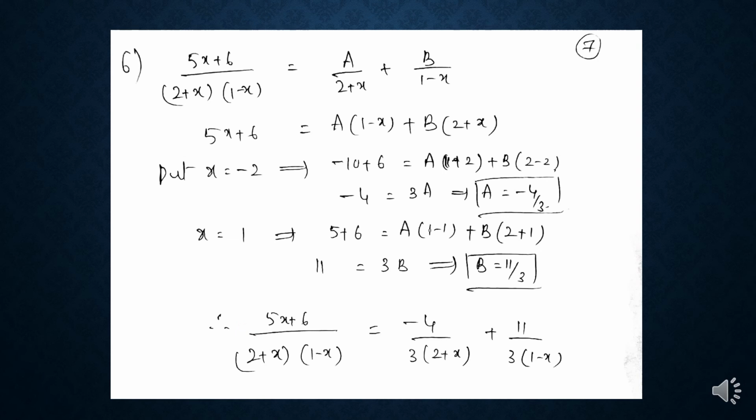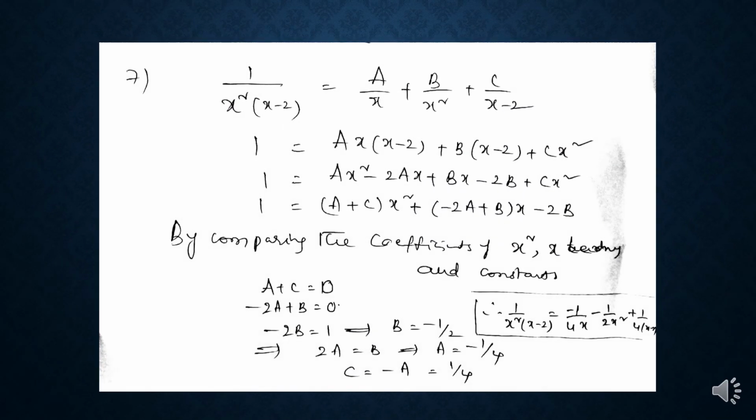Next problem. Resolve 1 by x square into x minus 2 as partial fractions. So this is a proper fraction because the degree of the numerator is 0 and the degree of the denominator is 3. So this is a proper fraction.